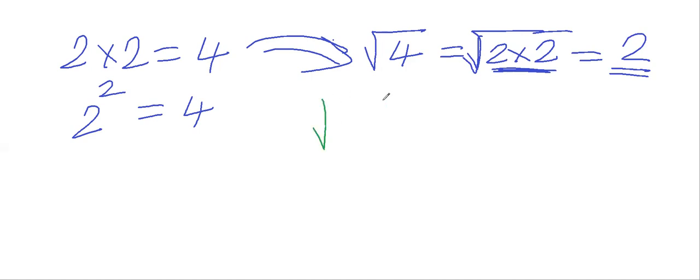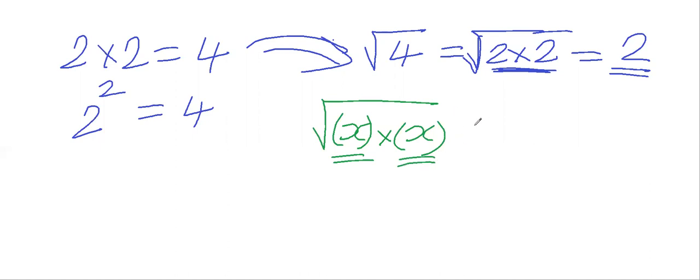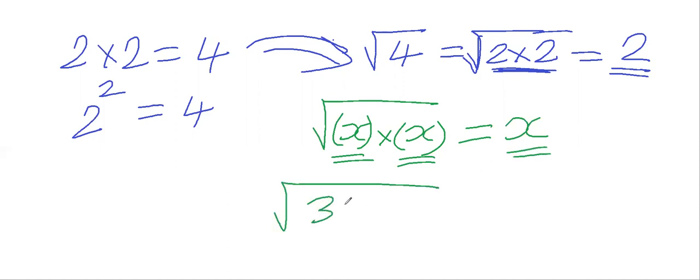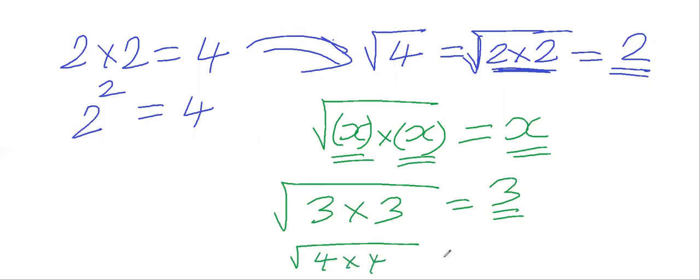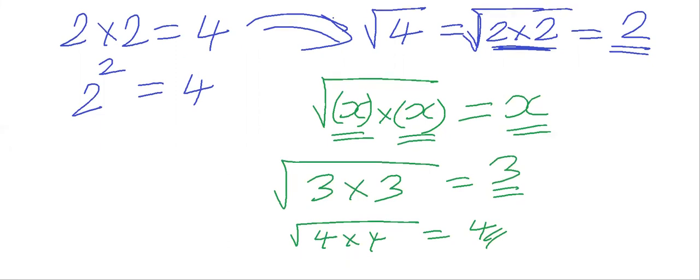Instead of 4, if you want to find the square root of x into x, how many times is x there? 2 times x is there. So what will be the answer of this? It will be only x. So easy. Similarly, square root of 3 into 3 will be only 3. Square root of 4 into 4 will be only 4. That's what square root means. It's very easy.